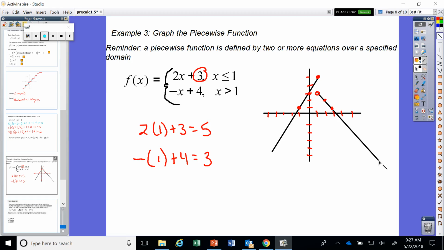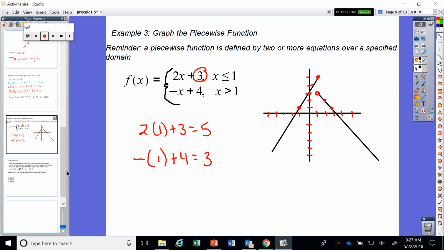Remember, we closed off the circle for the 2x plus 3 because it was the or equal to, and then we left it open for the second part of our function. So there's a quick reminder of piecewise functions.